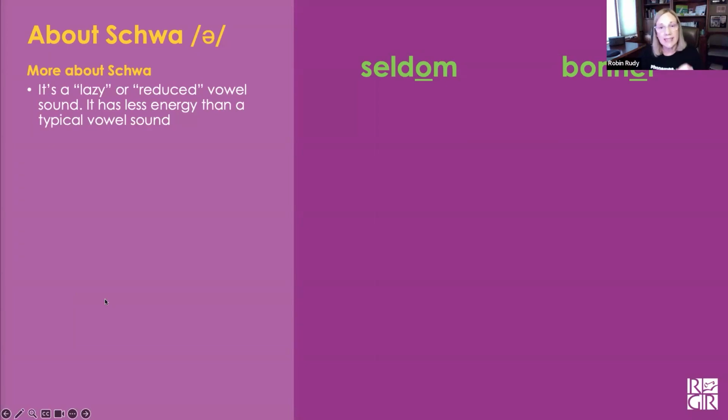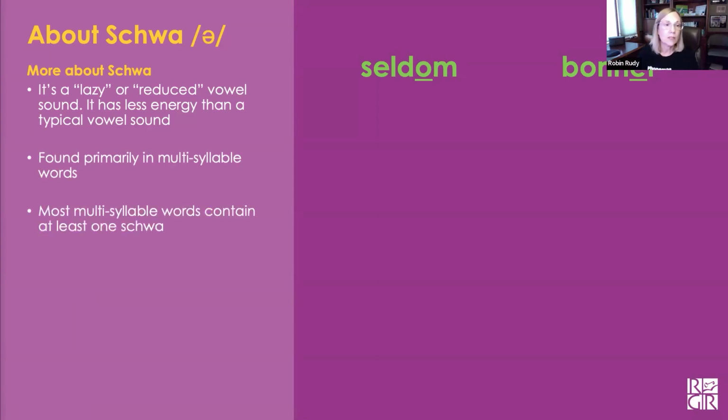The schwa is a lazy or reduced vowel phoneme. It has less energy than a typical vowel sound. This phonics feature is found primarily in multisyllabic words. And in fact, it's in most multisyllable words. Most multisyllabic words contain at least one schwa, and many multisyllabic words contain more than one schwa. It just so happens that the schwa is the most common phoneme in our English language.